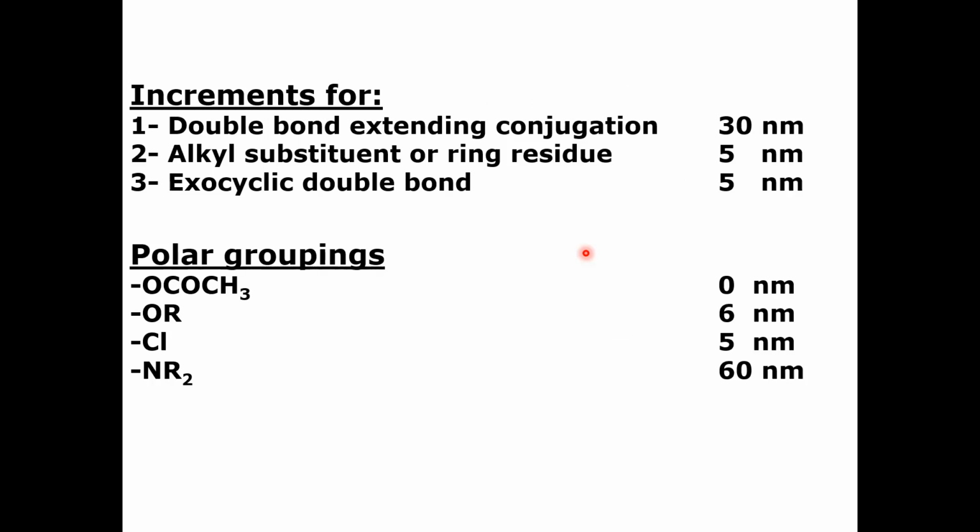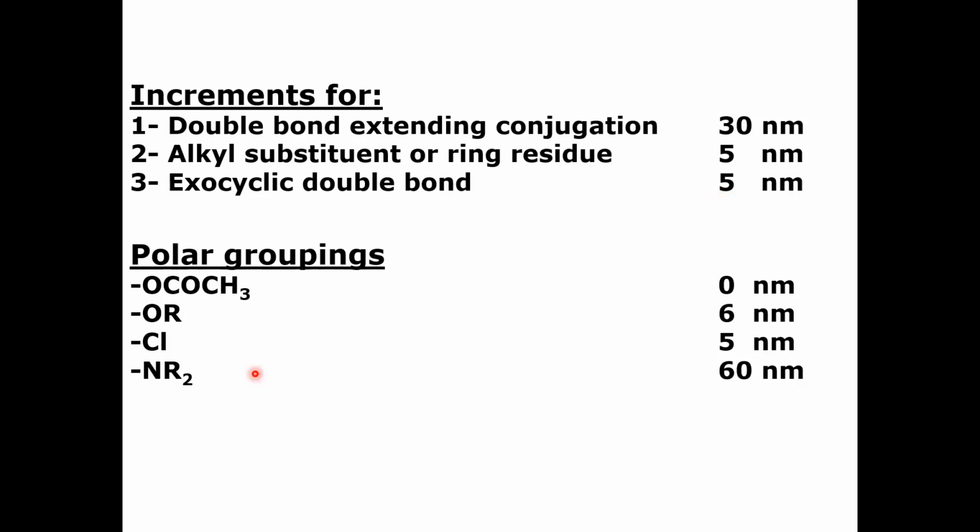The presence of substituents such as ring residues or alkyl substitution will increase the wavelength of maximum absorption by 5 nanometers. Extended double bond conjugation will increase the maximum absorption wavelength by 30 nanometers. The presence of an exocyclic double bond will also increase the wavelength of maximum absorption by 5 nanometers. The students are asked to memorize these few figures.